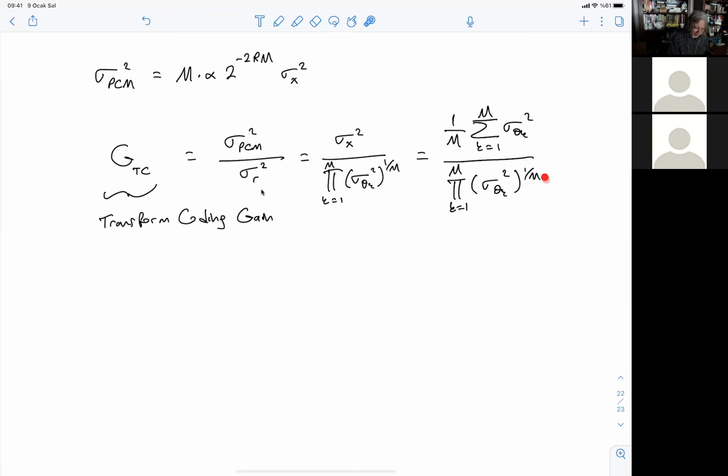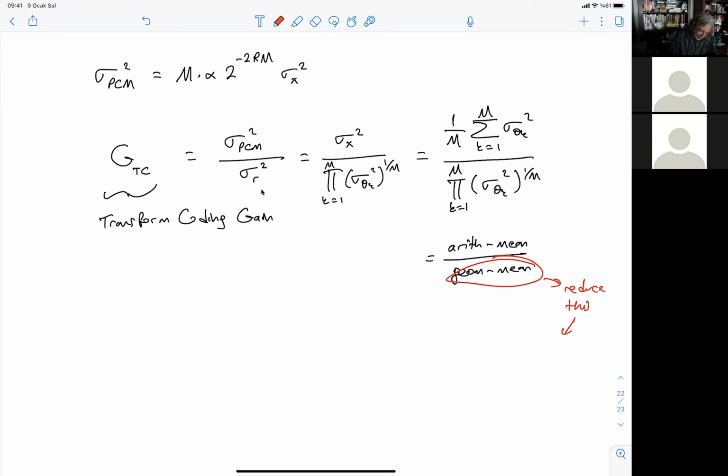So we can now interpret it in a different way. It's like the arithmetic mean divided by the geometric mean of the channels, right? And the only way to improve this, you cannot really change the arithmetic mean because it's equal to sigma x square, but you can reduce the geometric mean by making it as unbalanced as possible. So it's like arithmetic mean divided by geometric mean. And the only way to increase the coding gain is by reducing this, which is done by making channel energies unbalanced. Okay, this is how we literally find the coding gain.